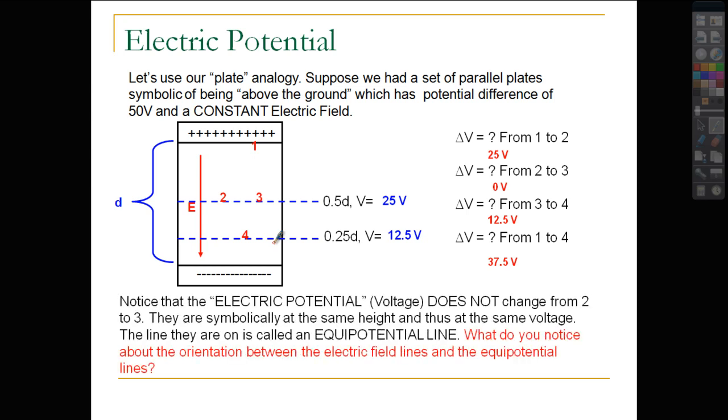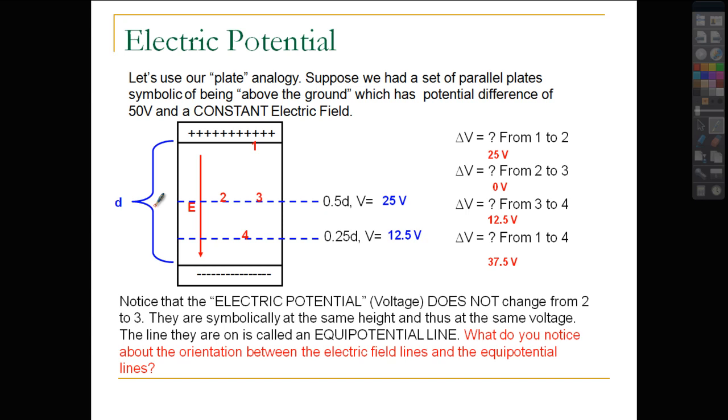Notice that the electric potential does not change from 2 to 3. They are symbolically at the same height and thus have the same voltage. Doesn't matter where on this line these points are, since it's on the same height, the same d, it's going to have the same voltage. The line they are on is called an equipotential line.